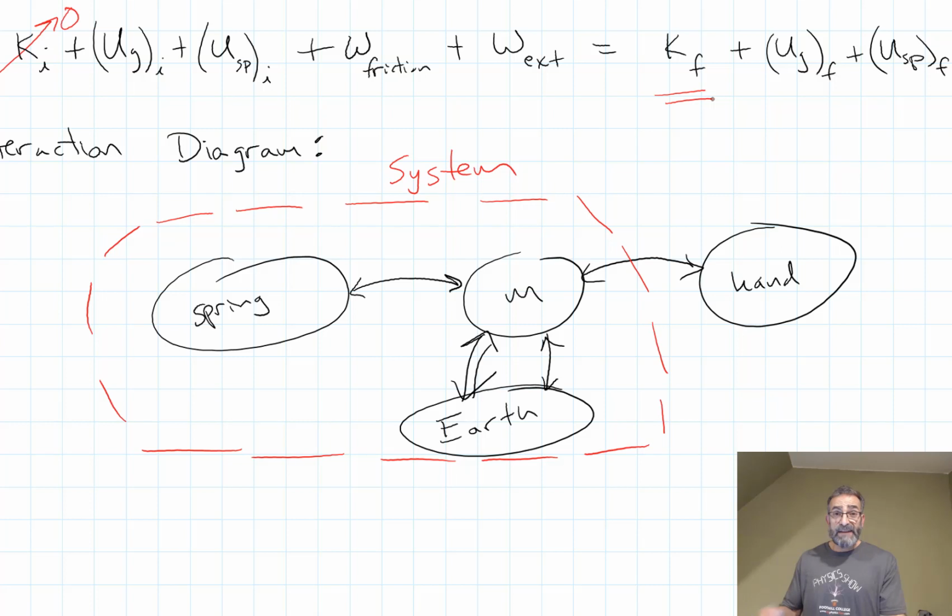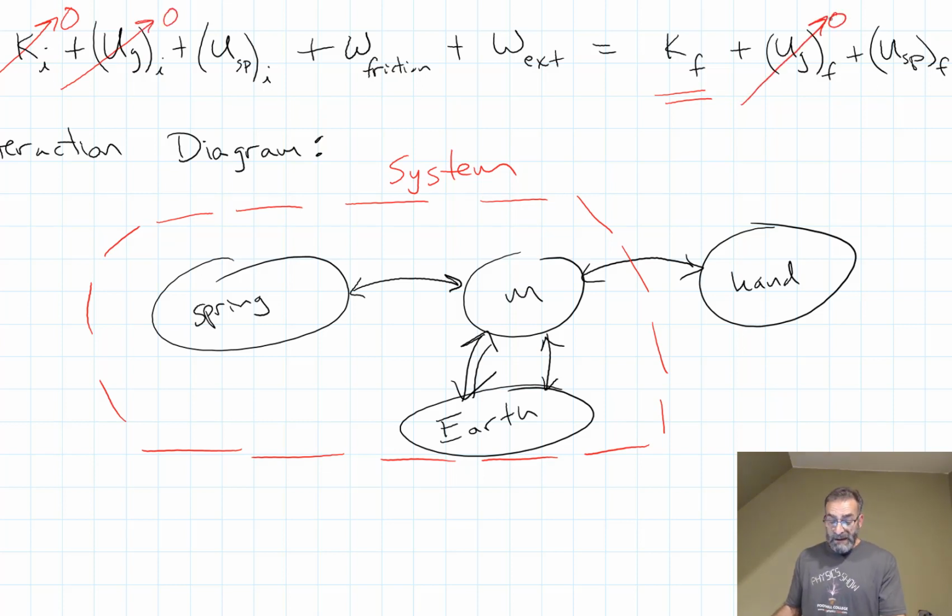My object never goes up or down. It never changes altitude. It's always at the same height. So whatever gravitational energy I have at the beginning, I'm going to have the same amount at the end. So I don't need this term. I could basically define this as my zero height, and I have no gravitational energy at the beginning or the end.